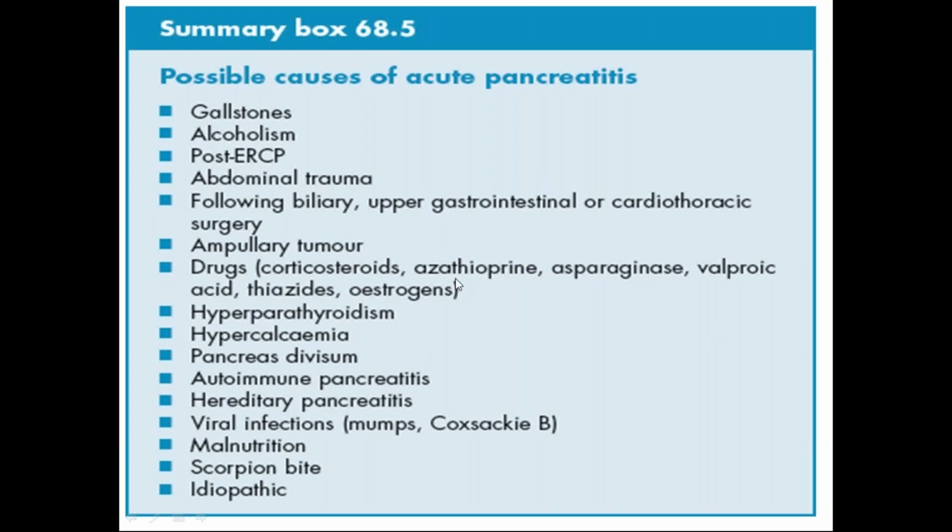Pancreas divisum means the dorsal and ventral pancreatic buds fail to fuse and they drain separately. Autoimmune pancreatitis is associated with other autoimmune causes, and there is hereditary pancreatitis because of some mutations. Viral infections like coxsackievirus and mumps virus, malnutrition, scorpion bite, and if no etiological factor is seen after ruling out all of these causes, then it is termed idiopathic.